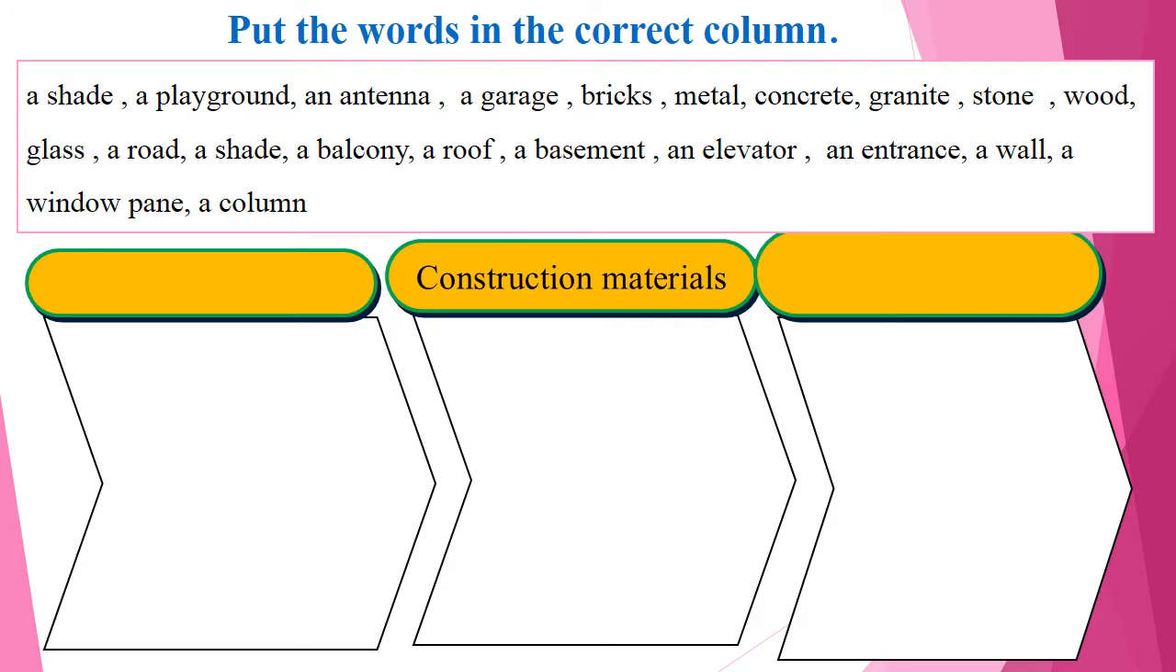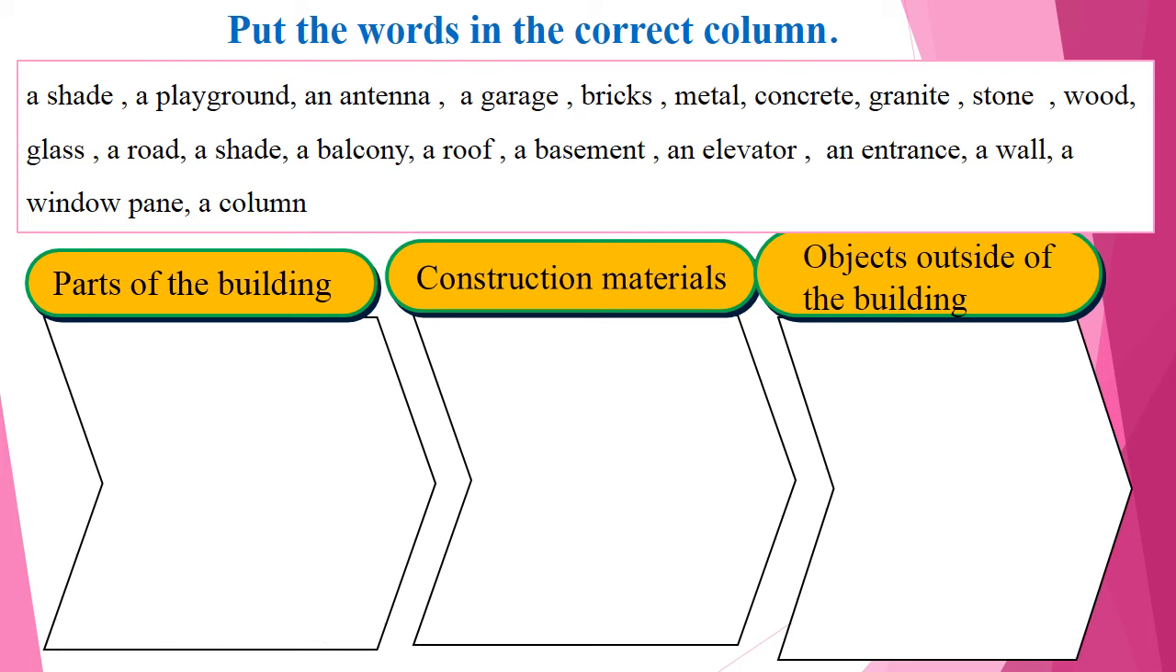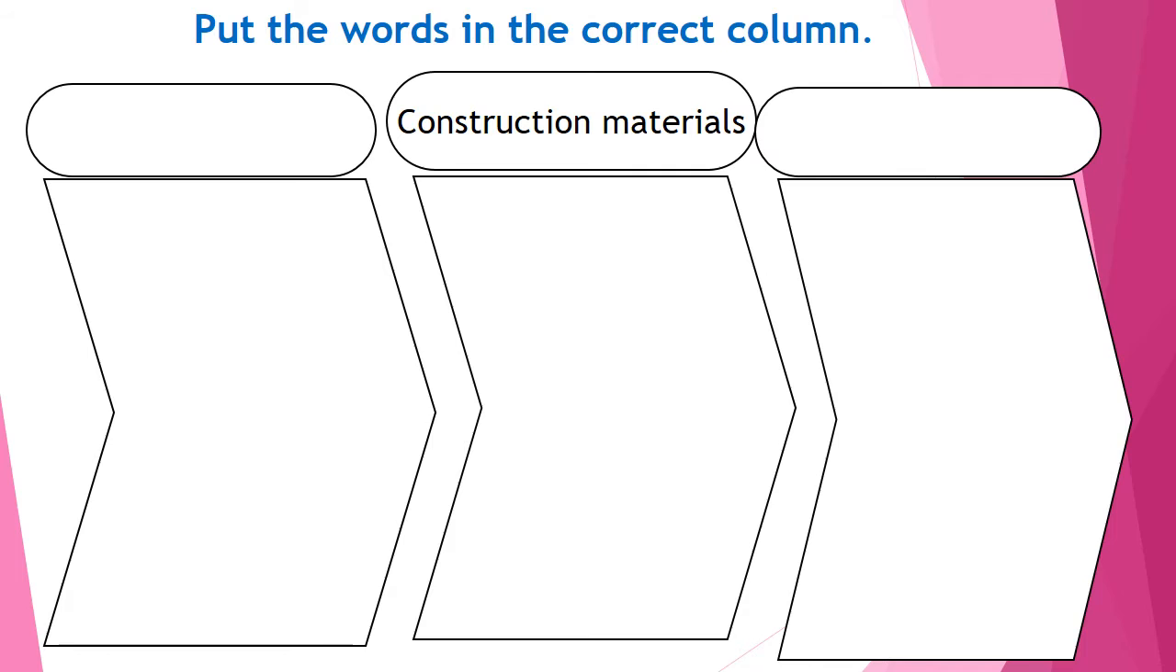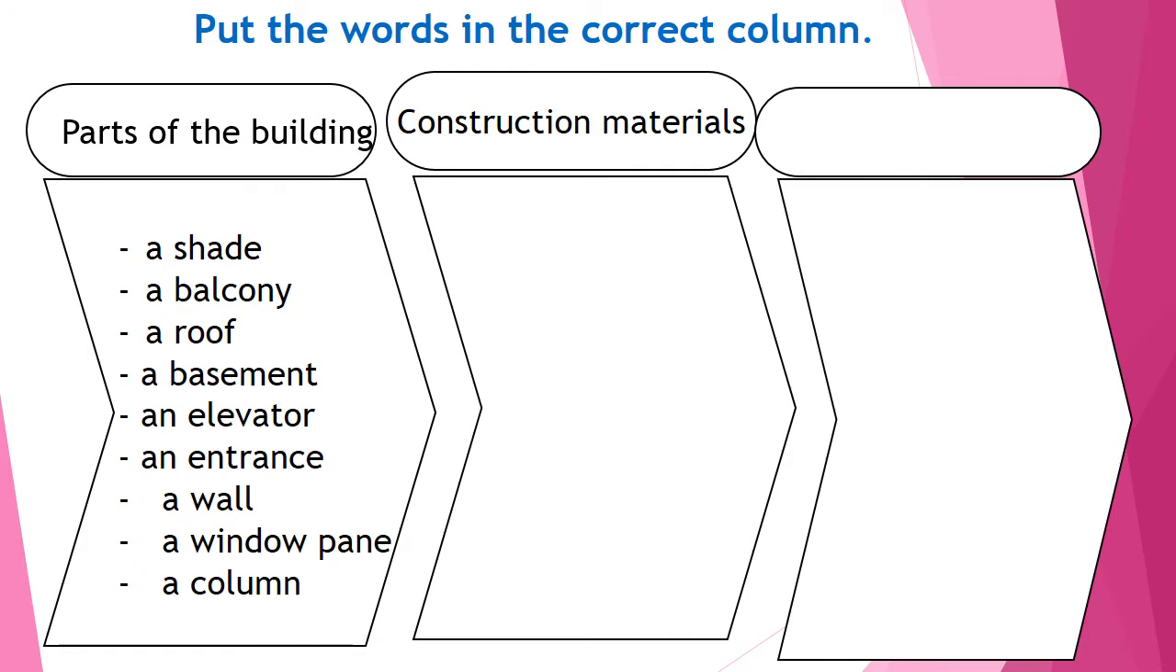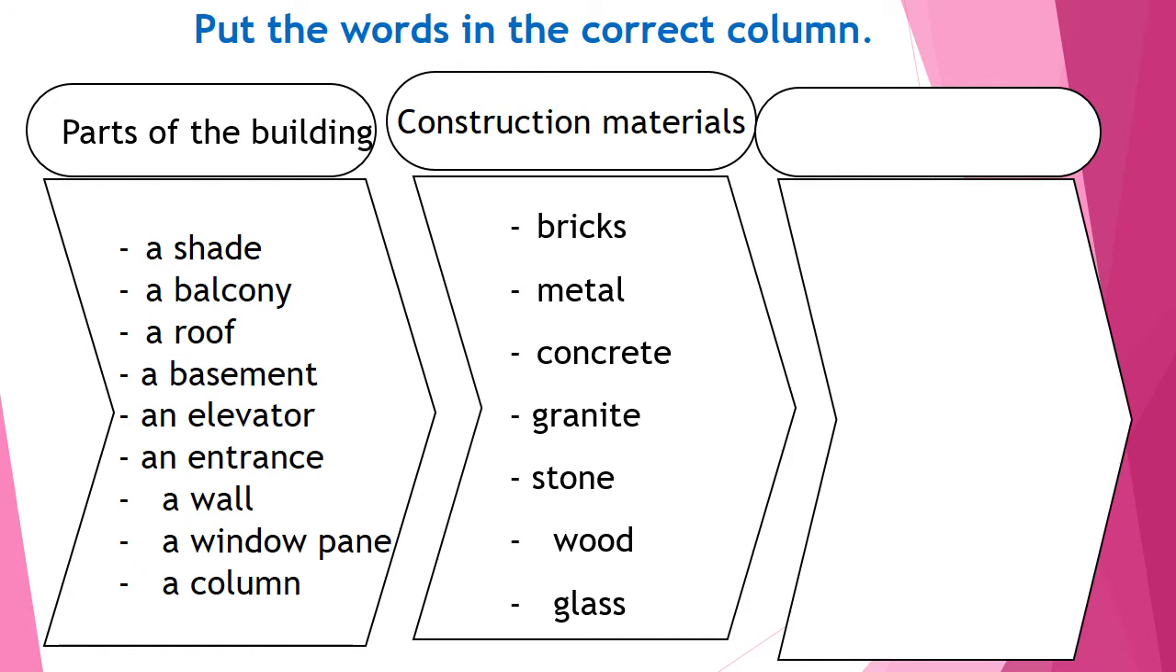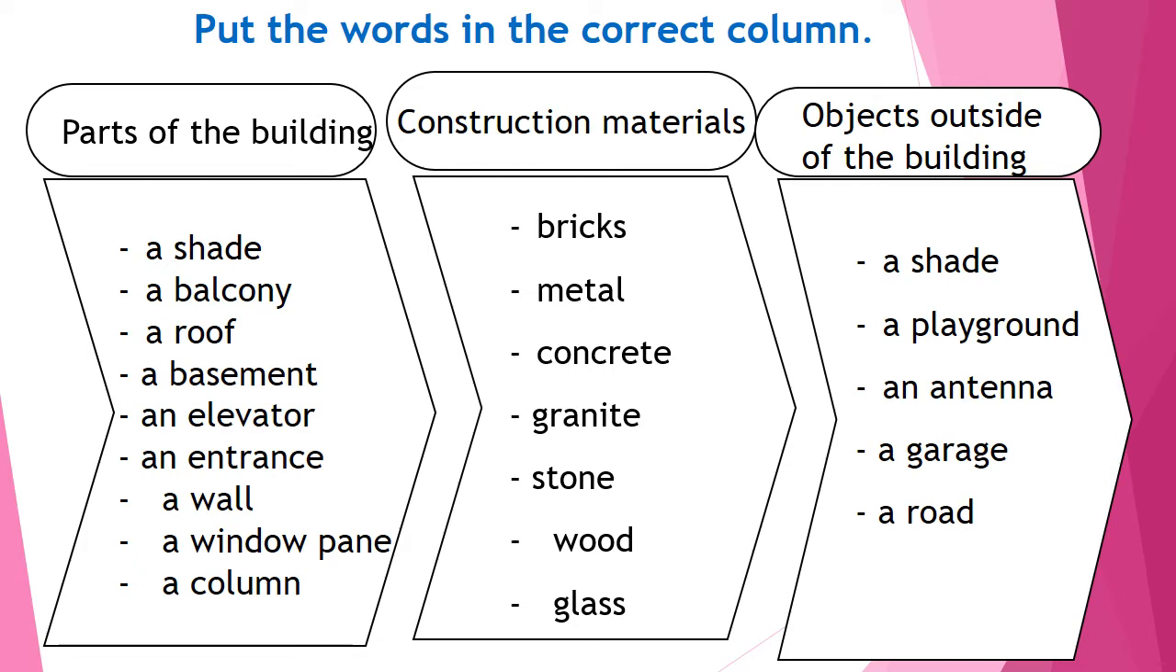Okay, please try to put the words in the correct column. These words go in these three columns, right? Please try. So easy one. Parts of the building: shade, balcony, a roof, a basement, an elevator, an entrance, a wall, a window pane, a column. Construction materials: bricks, metal, concrete, granite, stone, wood, glass. Objects outside of the building: a shade, a playground, an antique, a garage, a road. This one is a review lesson of unit 4.